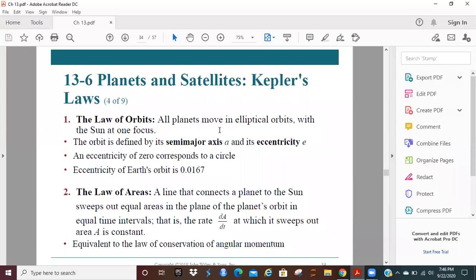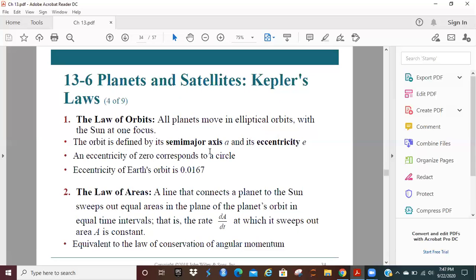We've got laws of orbits. The first one: all planets move in elliptical orbits with the sun at one focus. The difference between an elliptical orbit and a circle is that you have 2 foci in an ellipse, as opposed to a circle where the 2 foci become 1. So the orbit is going to be defined by its semi-major axis a and its eccentricity e. If your eccentricity is 0, then you've got a circle. And for Earth, you're looking at an eccentricity of 0.0167, very, very close to being a circle.